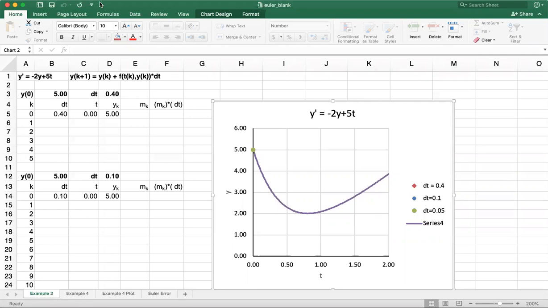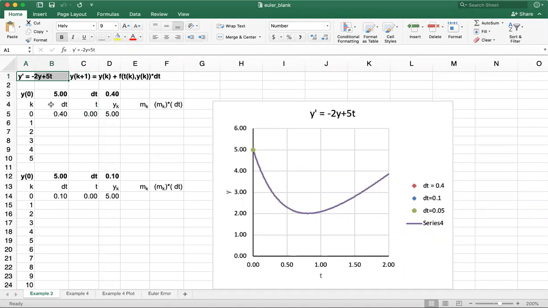So in this lesson, we are going to look at an example from our handout on Euler's method, and we're going to implement Euler's method using a spreadsheet. The equation that we're interested in is y prime equals negative 2y plus 5t. We've already filled out a table by hand doing about 5 steps of Euler's method, and now I'd like to show you how to automate that process using a spreadsheet.